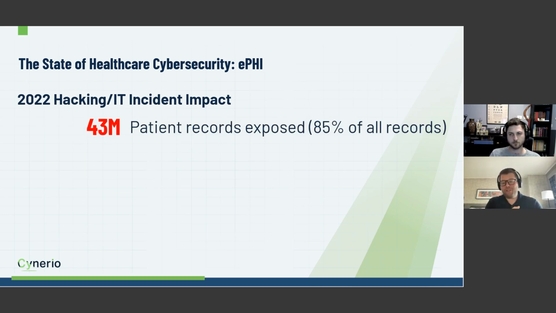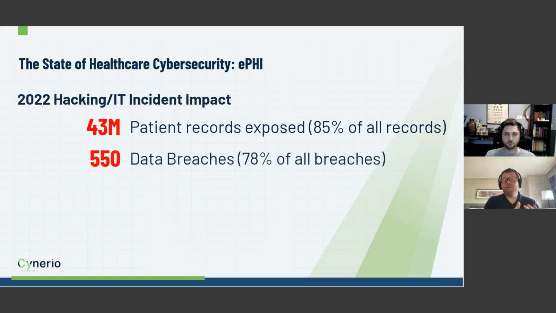So if you look at last year's data breach stats from the HHS wall of shame, as it's often called, we found that about 85% of all the breaches there, all the records exposed, were due to some kind of hacking or IT incident. That was about 43 million patient records. That's roughly 15% of the entire US population. These are US stats, by the way.